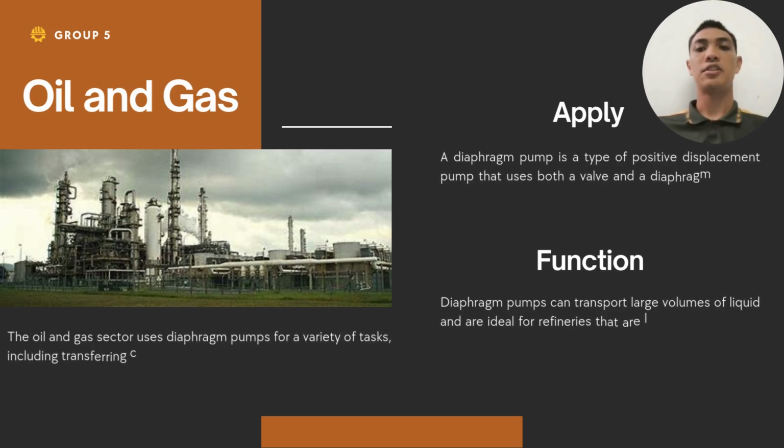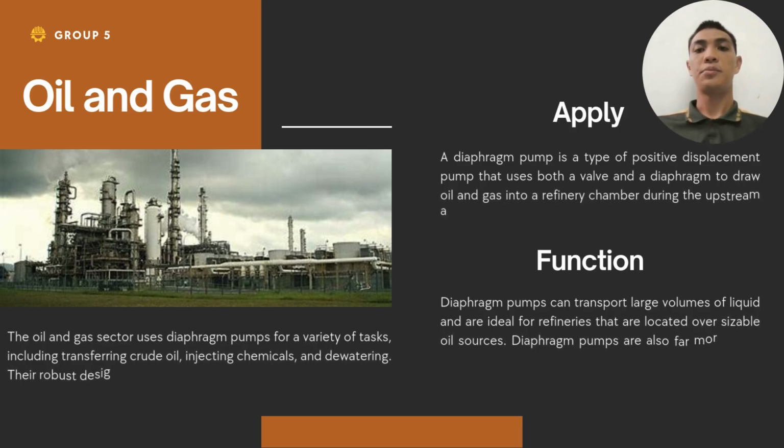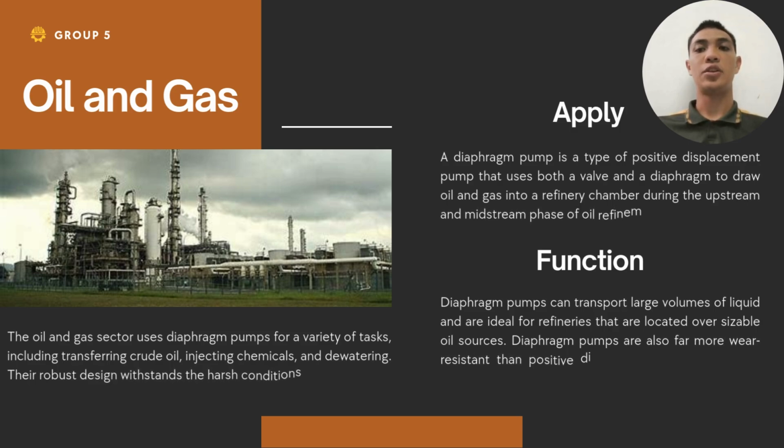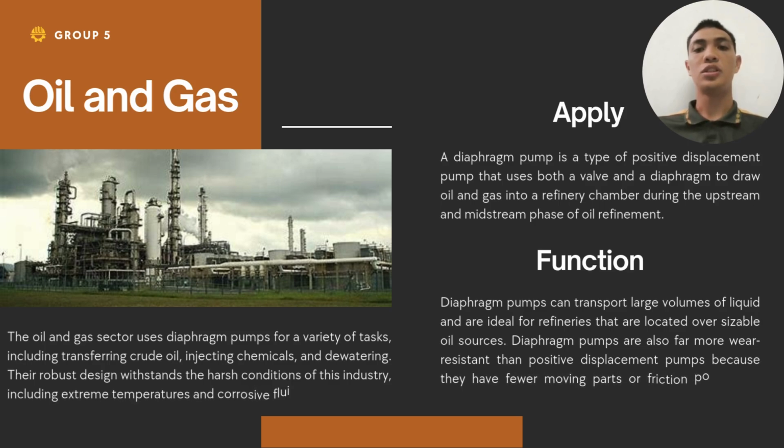Diaphragm pump has a variety of functions in oil and gas. Their robust design ensures its endurance against harsh conditions. One of its uses is as a positive displacement pump that works like a valve to draw oil and gas into a refinery chamber during the upstream and midstream phases of oil refinement.